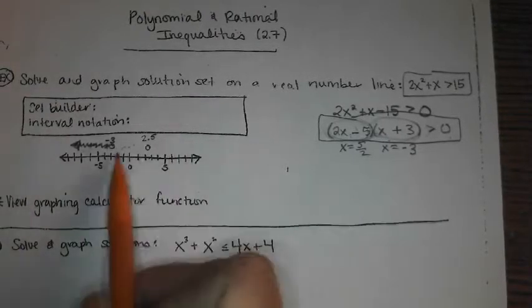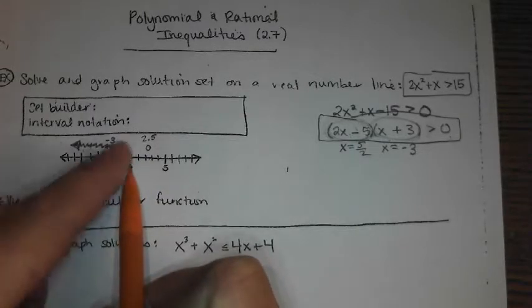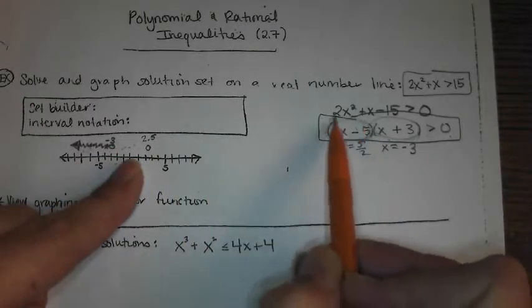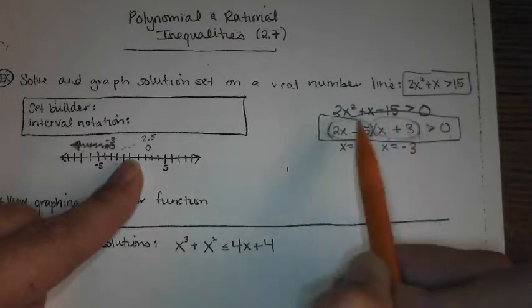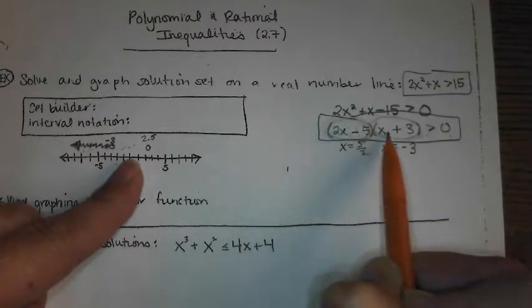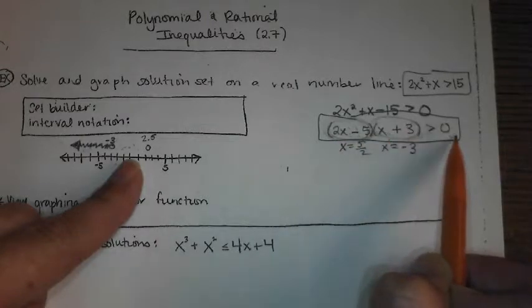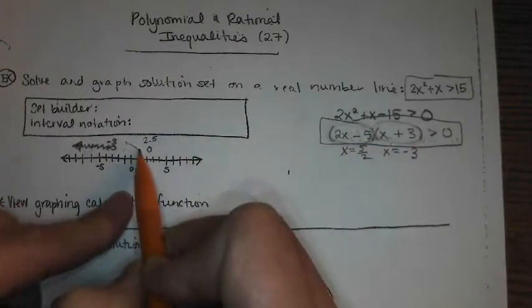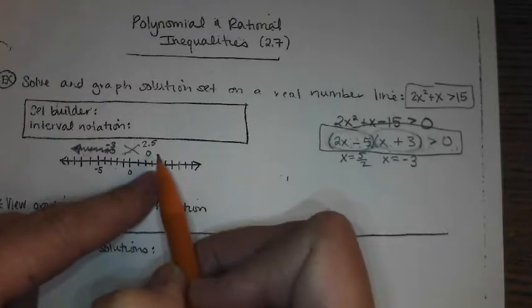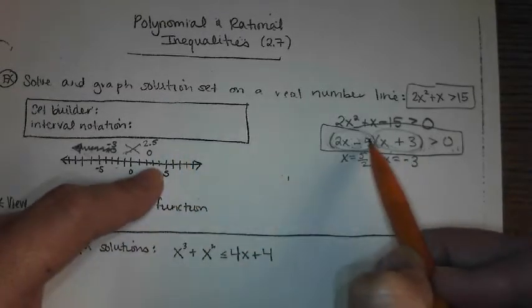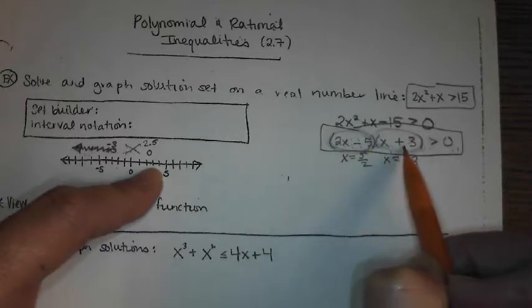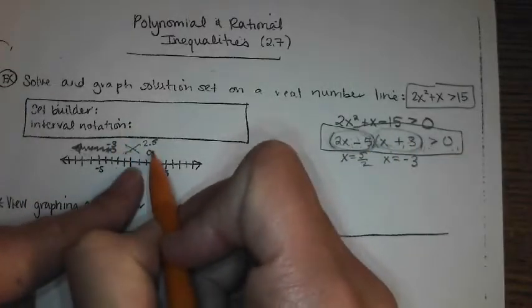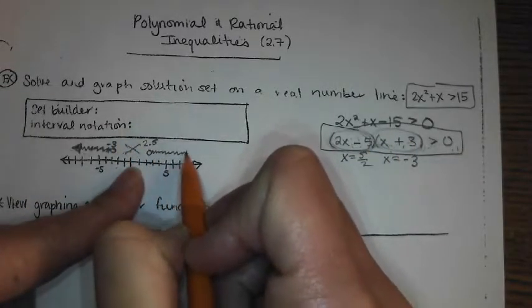Then plug in something between. 0 would probably be the easiest to plug in. When you plug in 0 here, you're going to get a negative. When you plug in 0 here, you get a positive. A negative times a positive is a negative. Is a negative number greater than 0? No, so that's out. And then plug in something greater than 2.5, like a 3. That's going to give you a positive times a positive, which is a positive. Positives are greater than 0, so that's also a solution set.